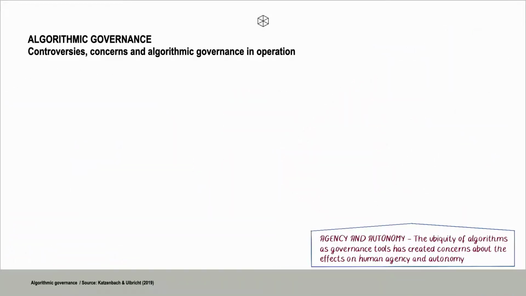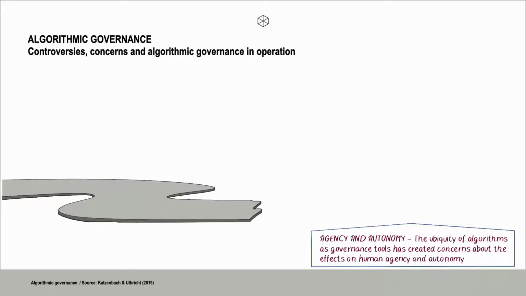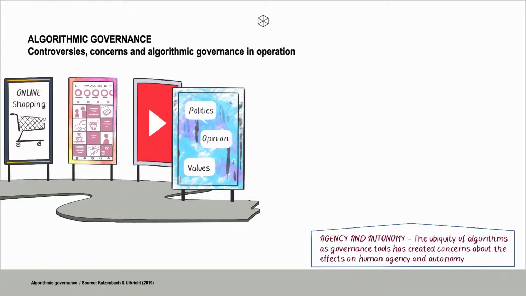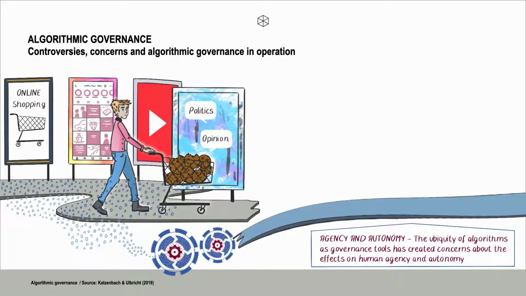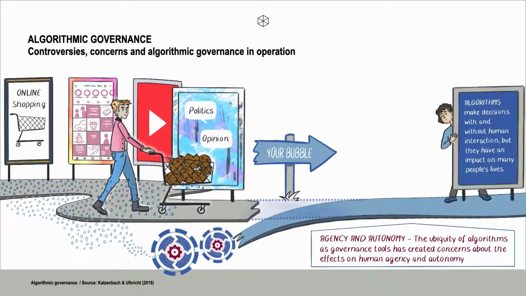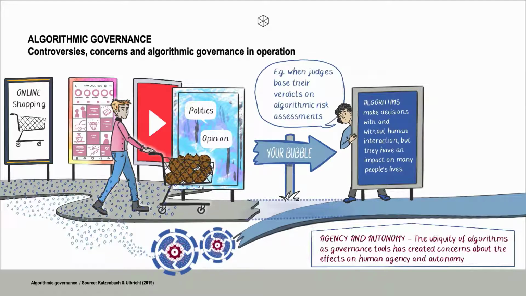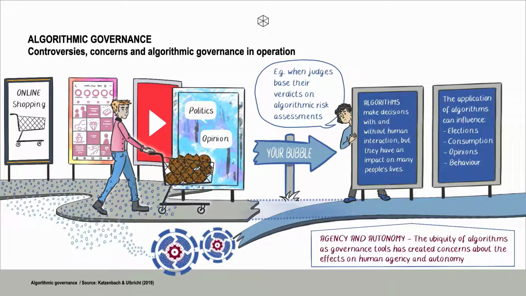Agency and autonomy. The ubiquity of algorithms as governance tools has created concerns about the effects on human agency and autonomy. The claim that humans make independent decisions is compromised by the omnipresence of digital technology with different impacts. For example, some algorithms nowadays make decisions without human interaction, but with an impact on the lives of many humans. This interaction between human and machine agents is complex and needs differentiation with a case-by-case evaluation.